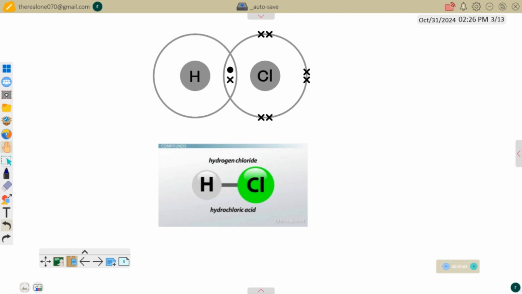And this is how it happens for other covalent compounds too. A covalent bond always involves two non-metals, and that is one of the chemical properties of non-metals.